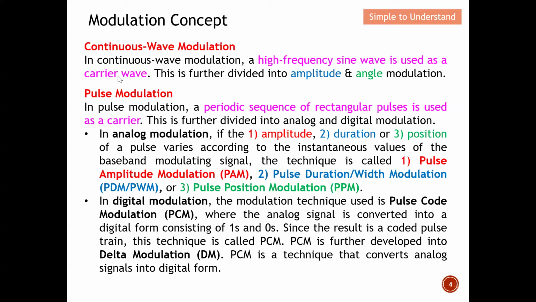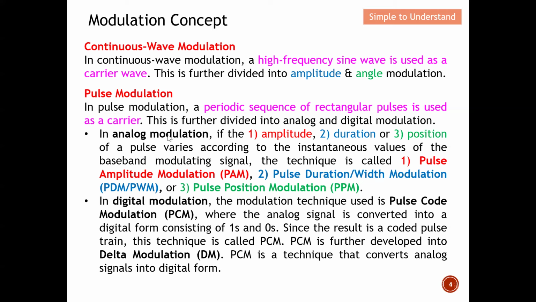I will take some time to explain this pulse modulation. Later on in my series of discussions, I will also do some discussion on pulse modulation, but for now, I just give you some idea of what pulse modulation actually is. In pulse modulation, a periodic sequence of rectangular pulses is used as a carrier. From this, you know that the carrier is actually a digital signal, because it has a periodic sequence of rectangular pulses, which means a sequence of 1 and 0. This is further divided into analog and digital modulation.